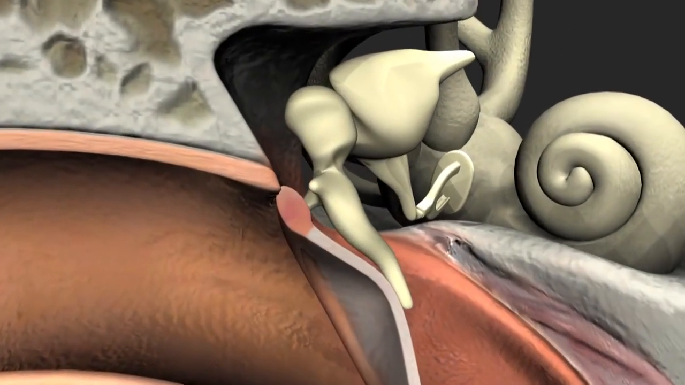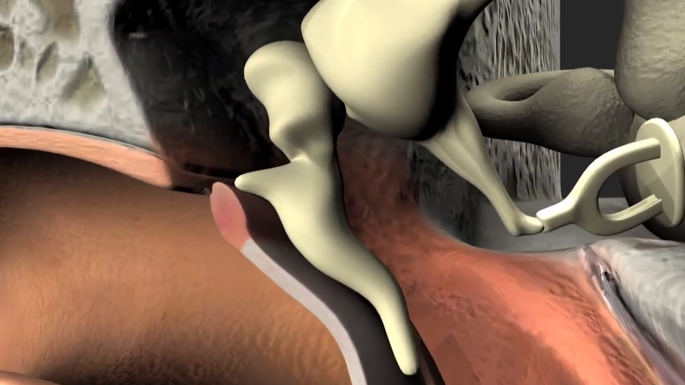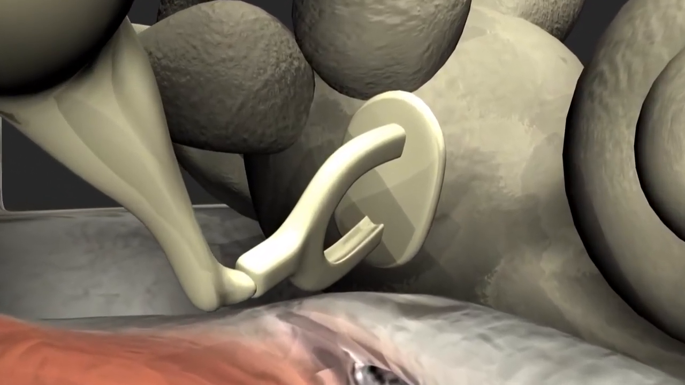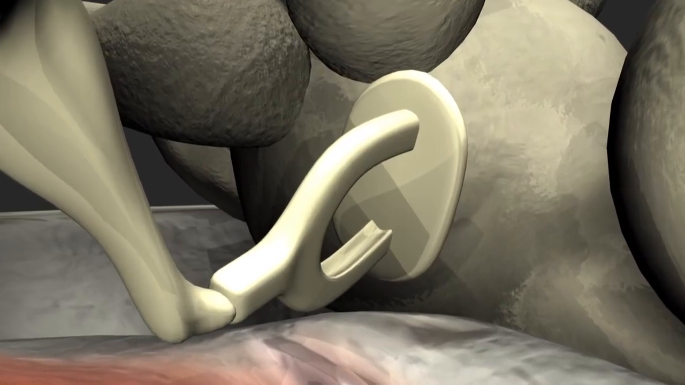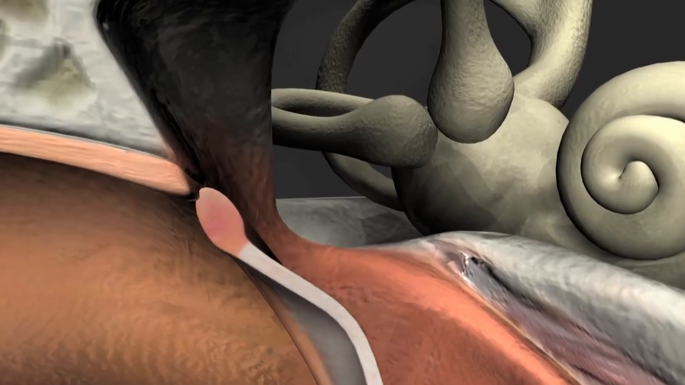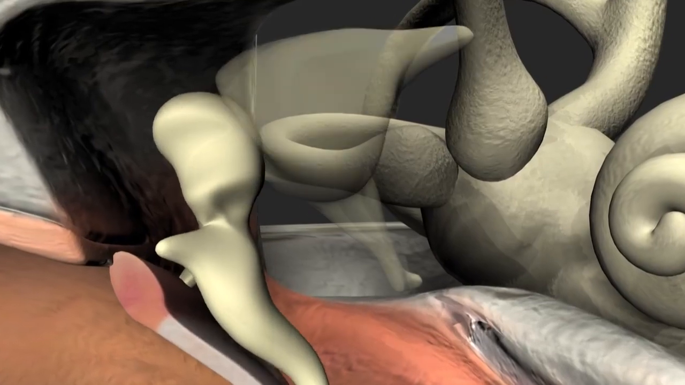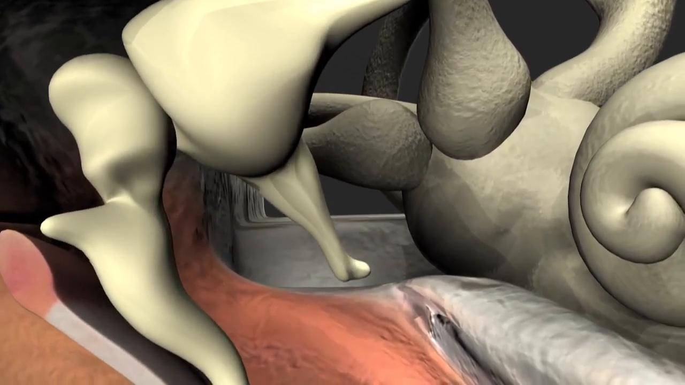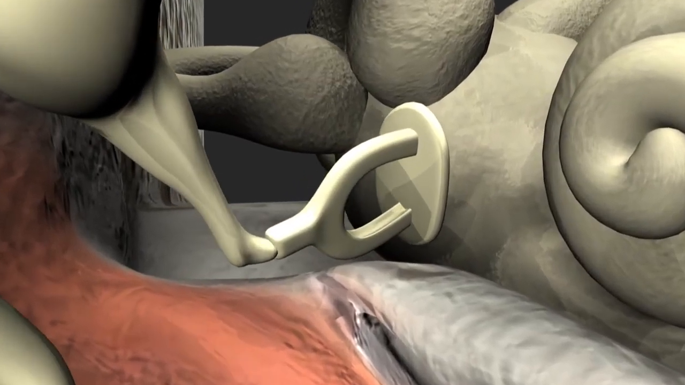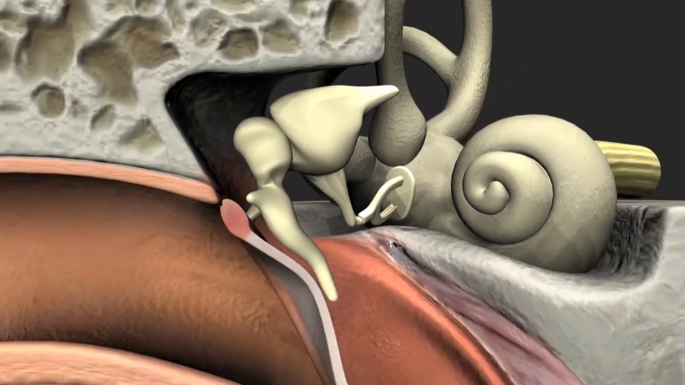The handle of the malleus is attached to the tympanic membrane, and the base of the stapes, known as the stapes footplate, sits loosely in the oval window of the cochlea, held in place by the annular ligament. The tympanic membrane vibrates in response to sound. The eardrum moves the malleus, which in turn moves the incus, and then the stapes, the footplate of which moves in and out of the oval window and transfers the energy to the endolymph fluid in the cochlea.